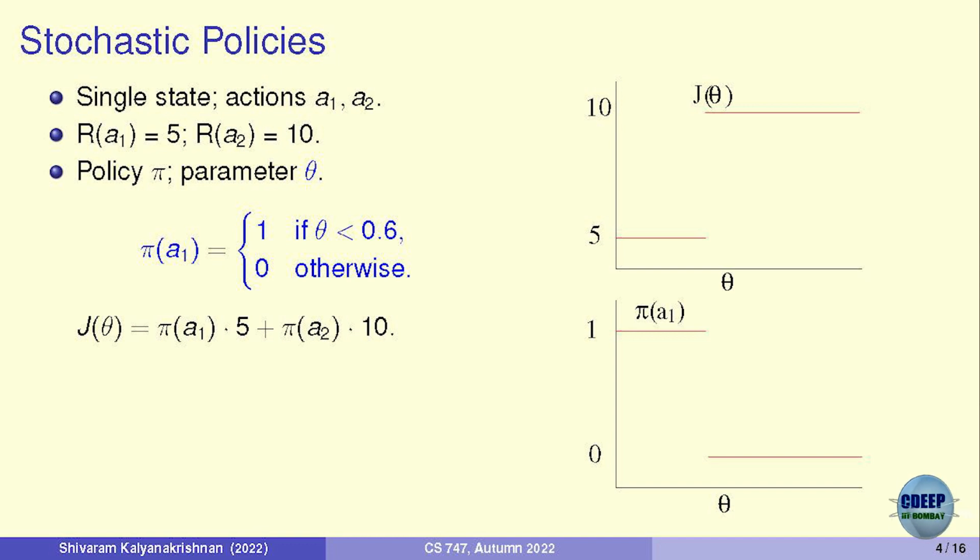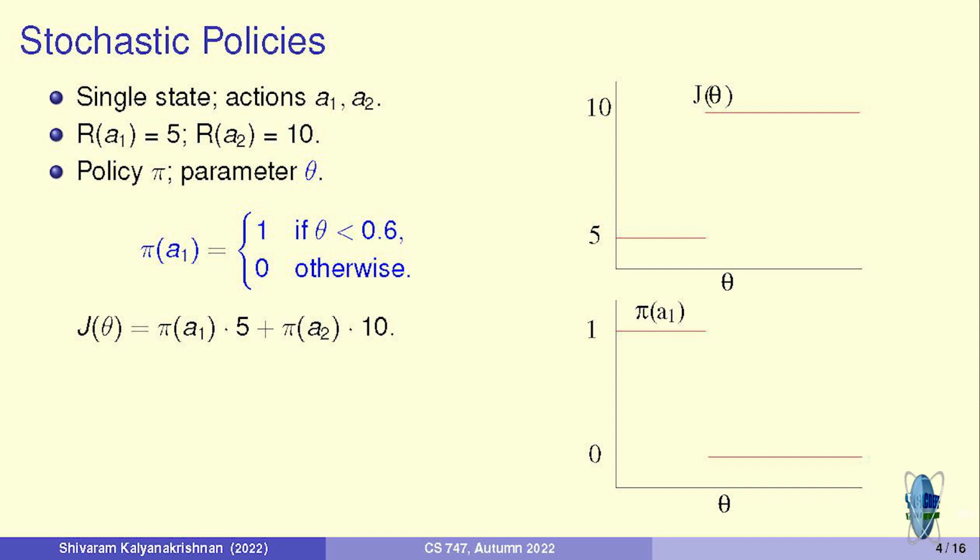Now, if we ask what is the value of pi, clearly if pi is always taking A2, the value is 10. Let's assume it's just one step, there's no long term and so on. And if it's taking the other action, A1, the reward is 5. If you want to write this in a unified way, J of theta is going to stand for value, a scalar number associated with how good your policy is throughout this talk. So J is pi of A1 times 5 plus pi of A2 times 10. This policy, of course, is deterministic, but more generally, you could mix these in some convex combination.